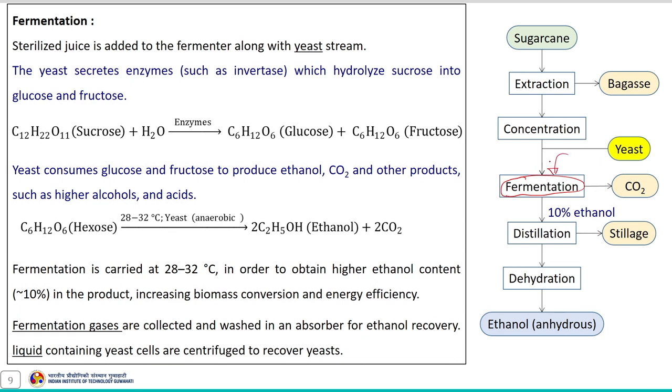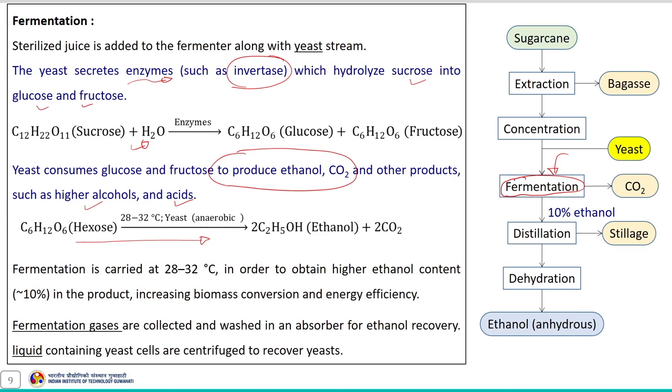Followed by that is the fermentation operation here, in which the sterilized juice is added along with the yeast, and the yeast secretes an enzyme such as invertase, which hydrolyzes sucrose into glucose and fructose as per the reaction scheme shown here. And the glucose and fructose produced during this step are used to produce ethanol and CO2 along with other products such as higher alcohol and acids.